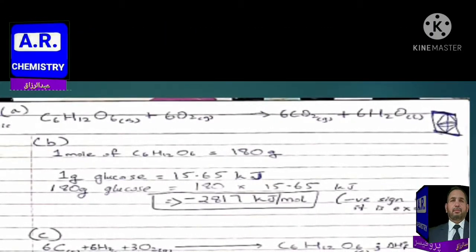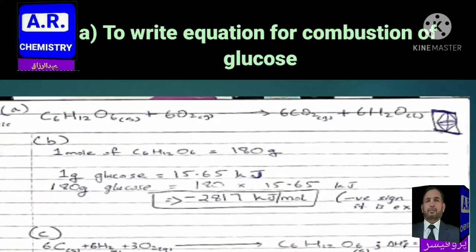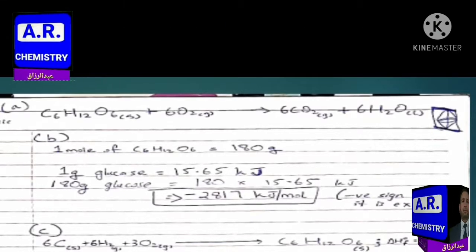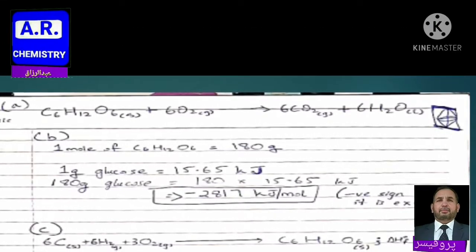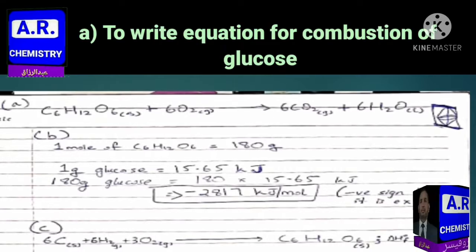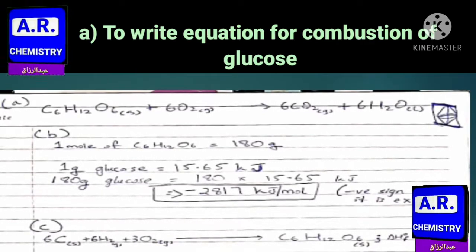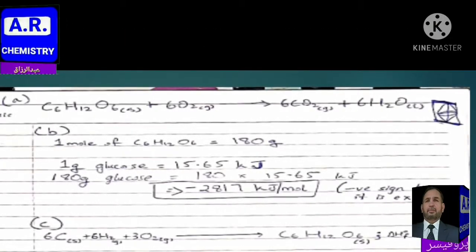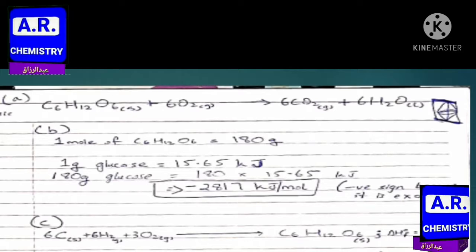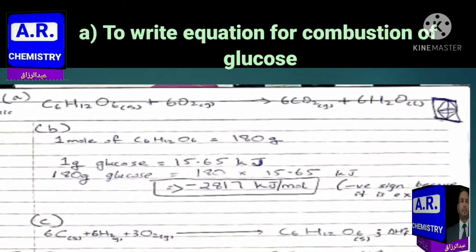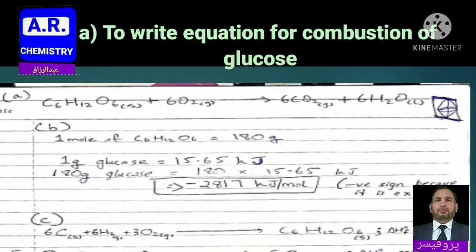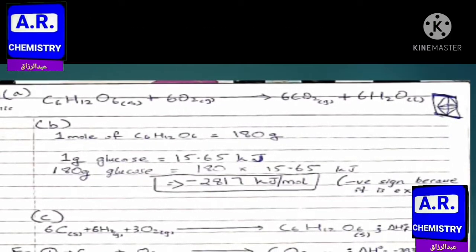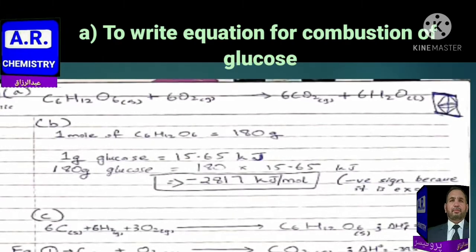So please write. Again I am repeating this. C6H12O6 plus O2 arrow gives CO2 plus H2O, and when you balance, you will get 6 moles CO2 and 6 moles H2O. That is the answer to the first part of question 16.